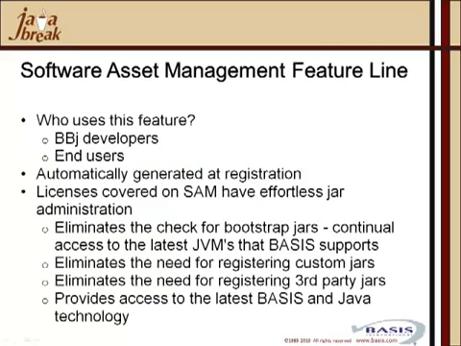The Software Asset Management, or SAM, feature line also appears in the license file, and it's important to both the BBJ developer and the user. Let me explain. The SAM feature line allows for the coordination of the latest Bootstrap jars and JVMs. Without it, BBJ developers may be limited to what versions of Bootstrap jars they can actually use. The registration process automatically generates this feature line.